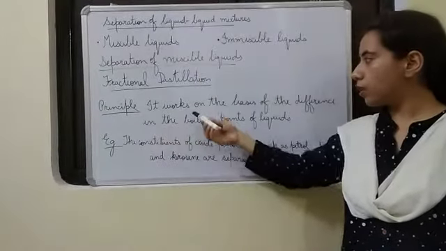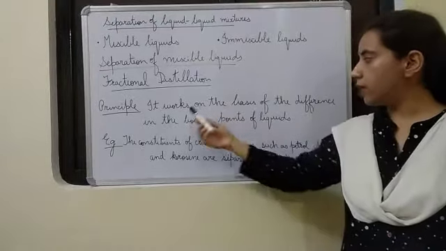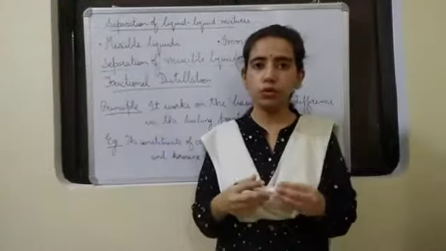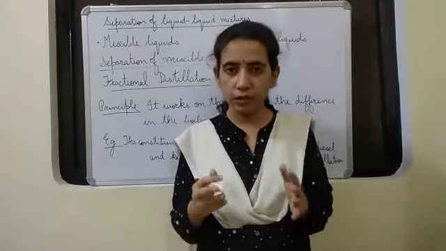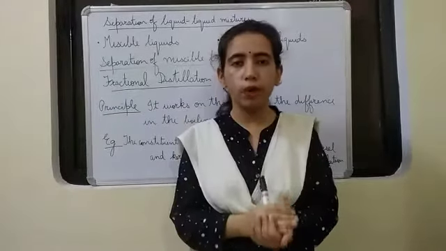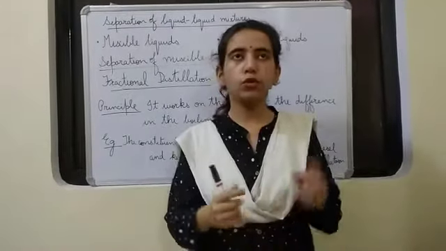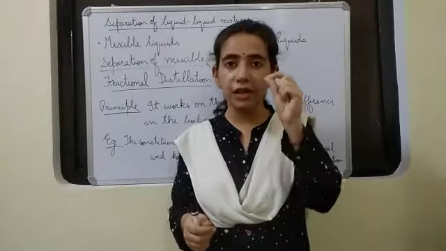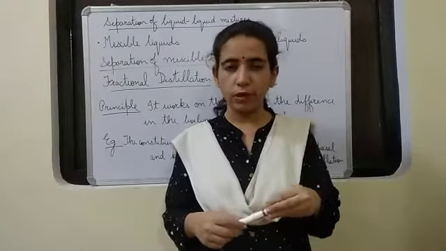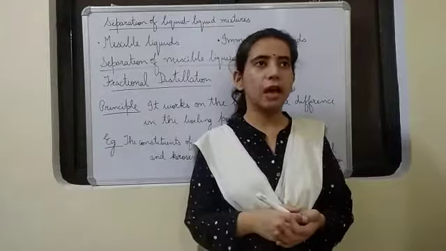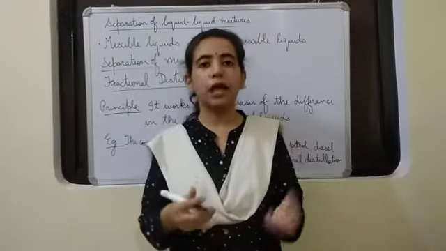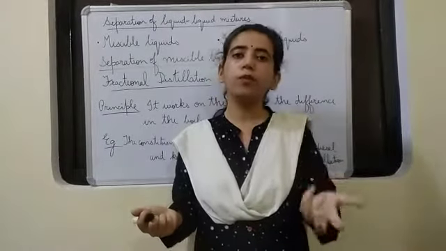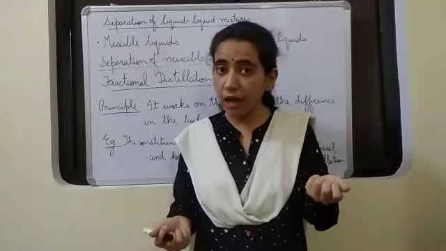Let us see the principle. The principle says it works on the basis of the difference in the boiling points of the liquids. That means the liquids we take should have a vast difference in their boiling points. At least, I tell you, the two liquids present in that miscible solution should have a difference of 30 degrees Celsius in their boiling points. Let us take the same example of alcohol and water.